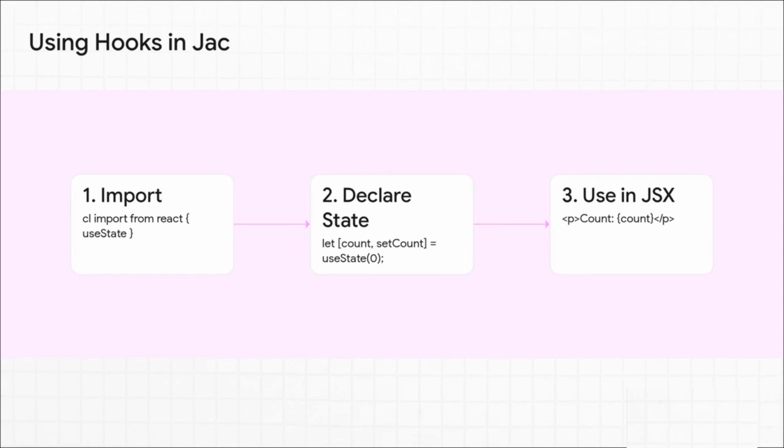And here's what that looks like in practice. It's so straightforward. You import useState, you declare your state, let [count, setCount], and okay, you use let instead of const, but that's a tiny detail. And then you just use that count variable right there in your JSX. It is the exact same pattern, the same mental model you're already used to. It just happens to be inside a .jac file.